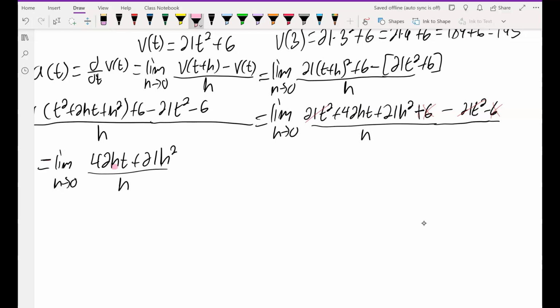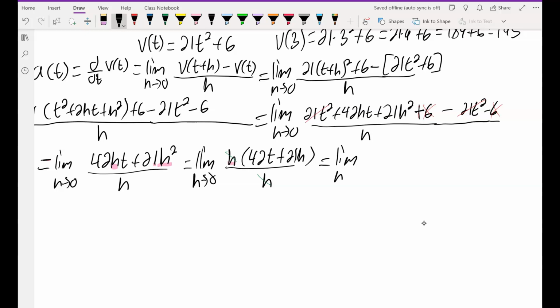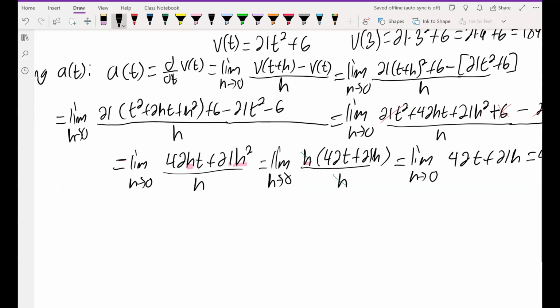And I want you to notice that the top has both of those numbers sharing an h. They also share a 21, but really my goal is to get rid of the h on the bottom. So I don't really care to factor out completely. I just want to factor an h out. That's really what I want to do here. That's how I know if I'm doing it correctly. And at this point, the h's cancel out, and we're left with the limit as h approaches 0 of 42t plus 21h. And then once I plug in 0 for the h's, I get 42t plus 21 times 0, and that gives me the acceleration.